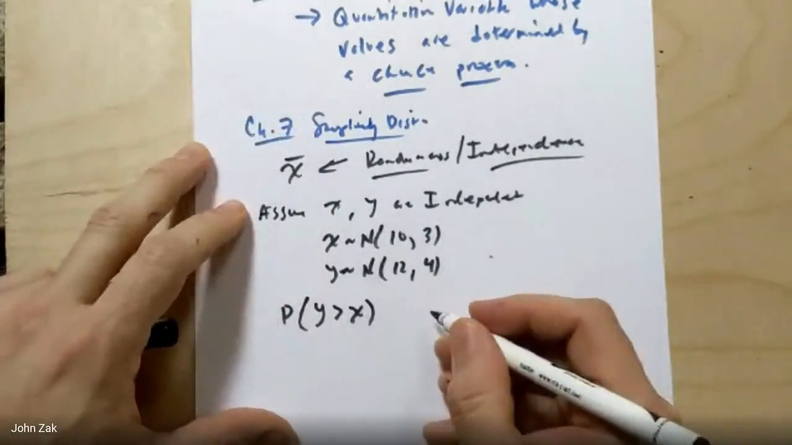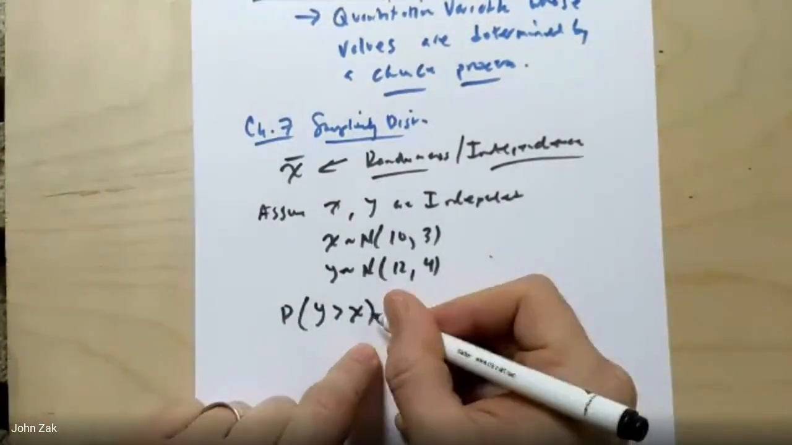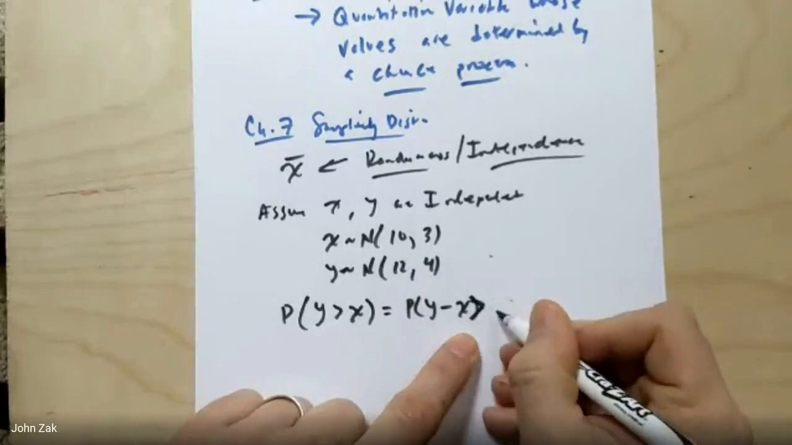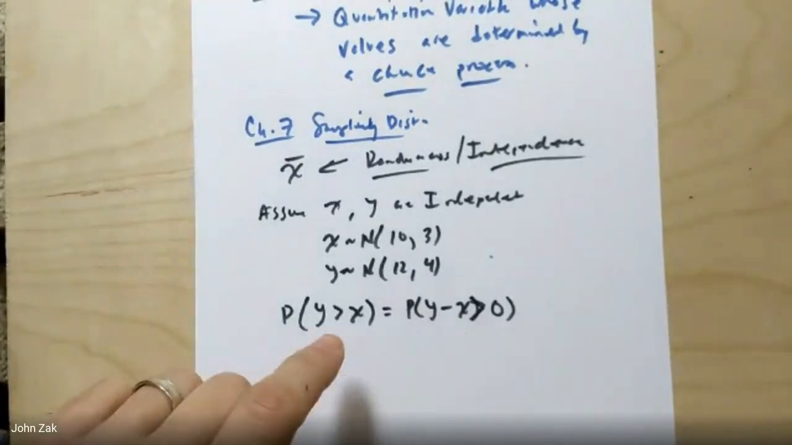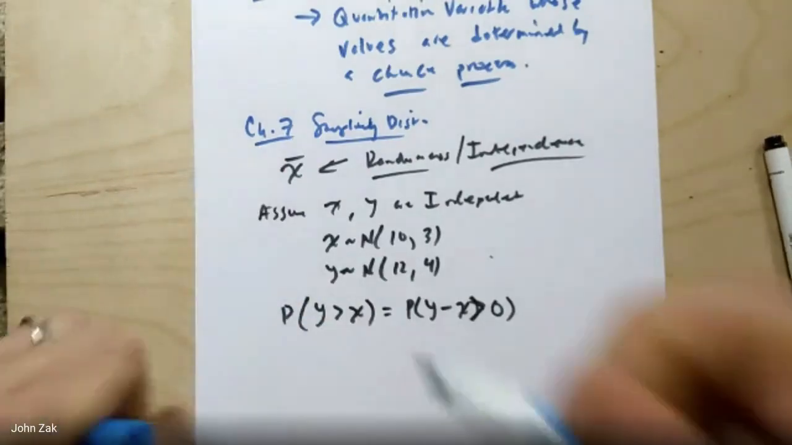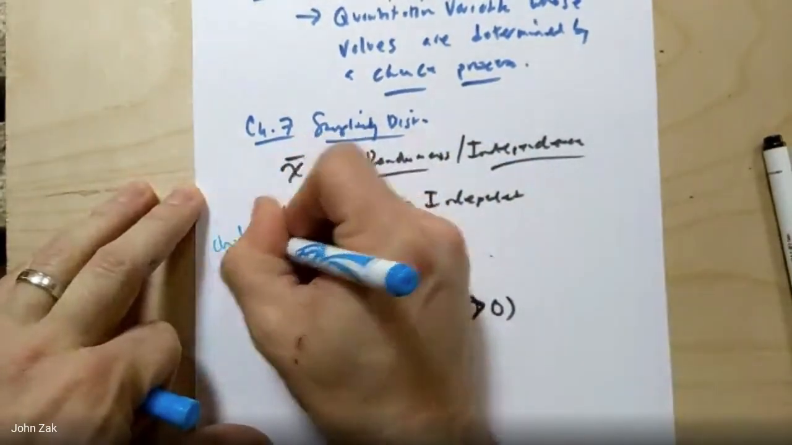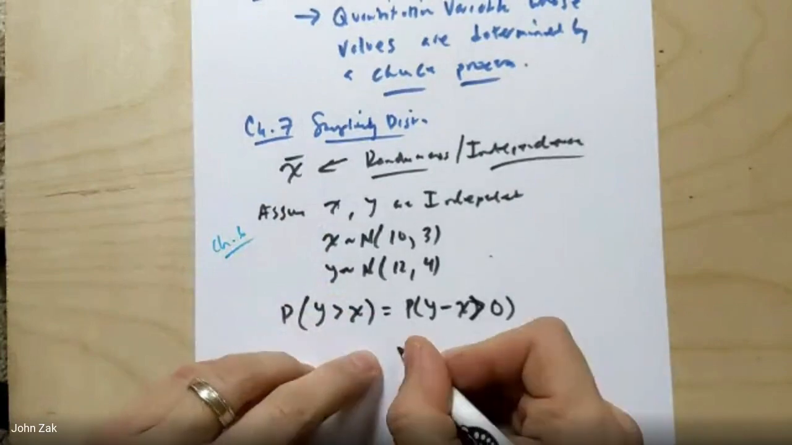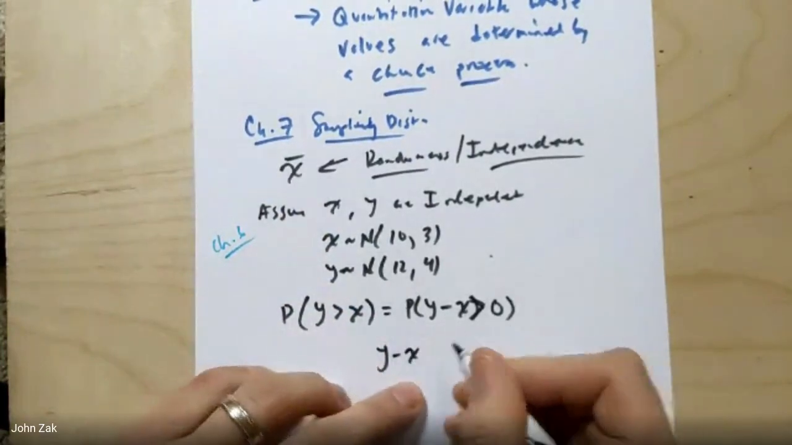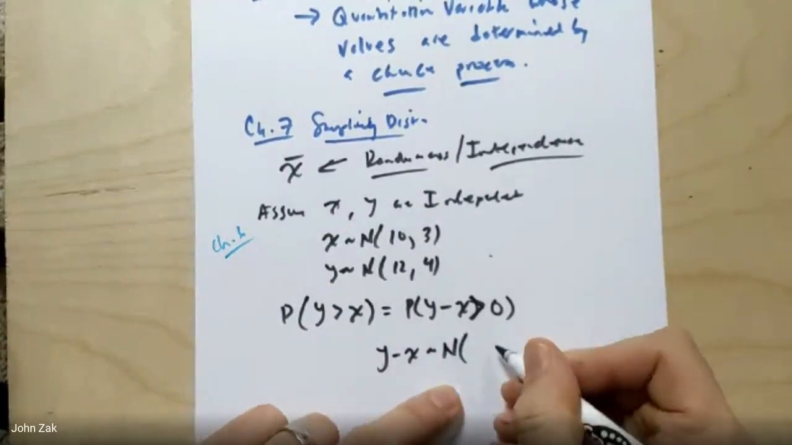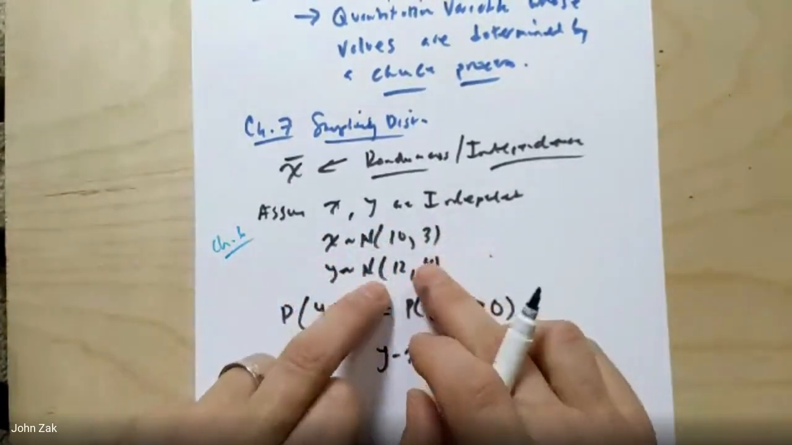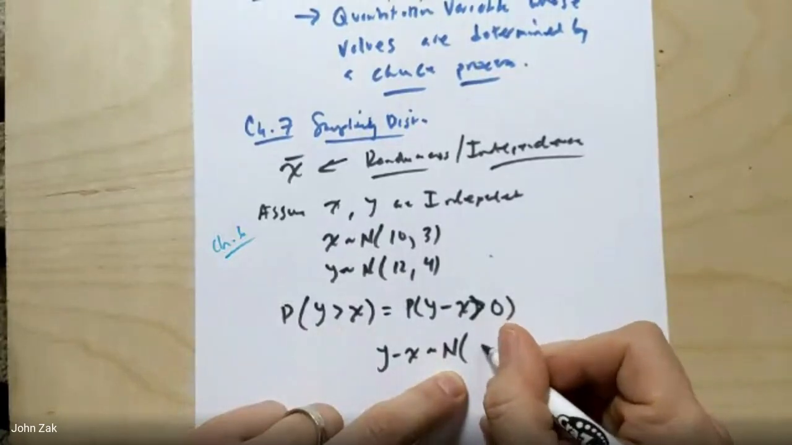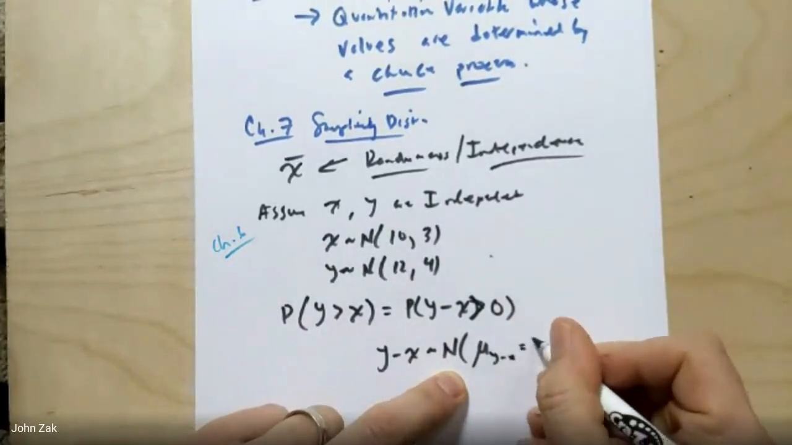To figure that out, we could convert this to the probability that Y minus X is greater than 0. What I'm doing right here is actually chapter 6, while the sampling distributions were chapter 7. The only way to answer this probability question is to ask what the distribution of Y minus X is. Well, that would be approximately normal, and its mean would be the difference of the means, 12 minus 10. So the mean of Y minus X equals positive 2.